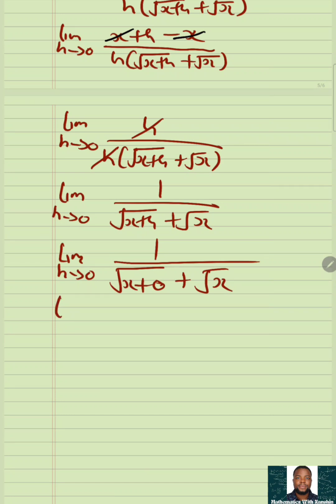Strictly, this is going to be 1 over root x plus root x, which is 1 over 2 root x. This is the final answer, because you have 1 over root x plus root x, you're adding them, so it's 2 root x.